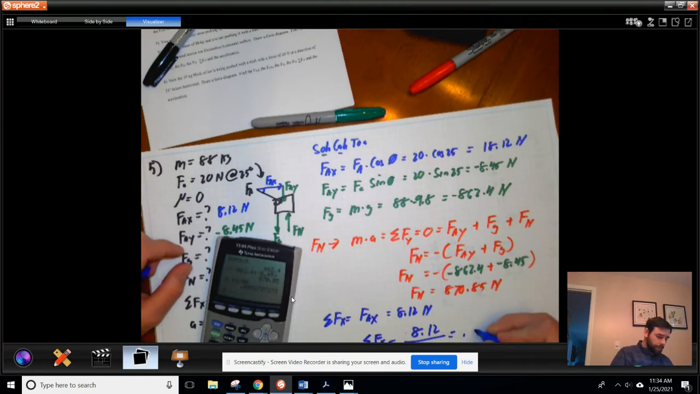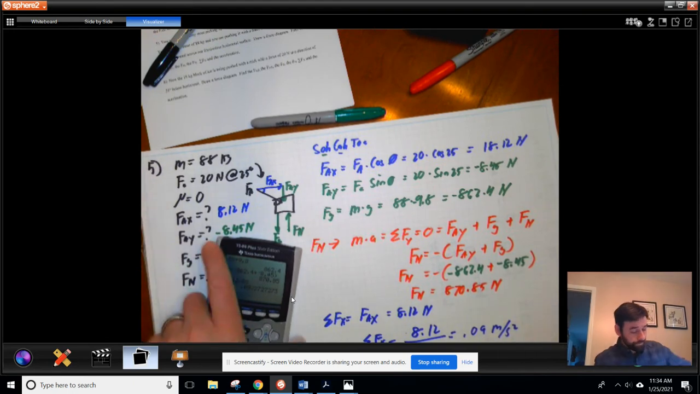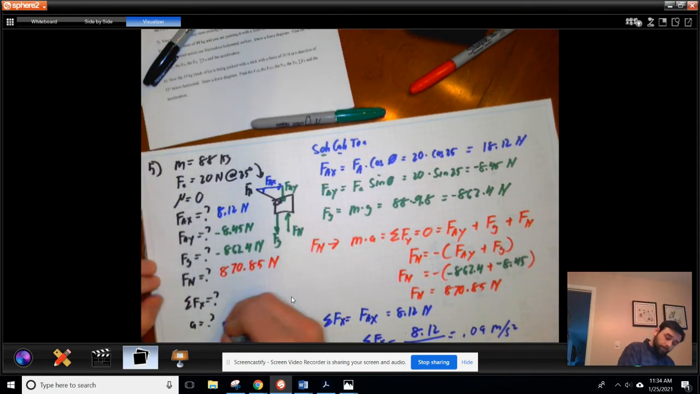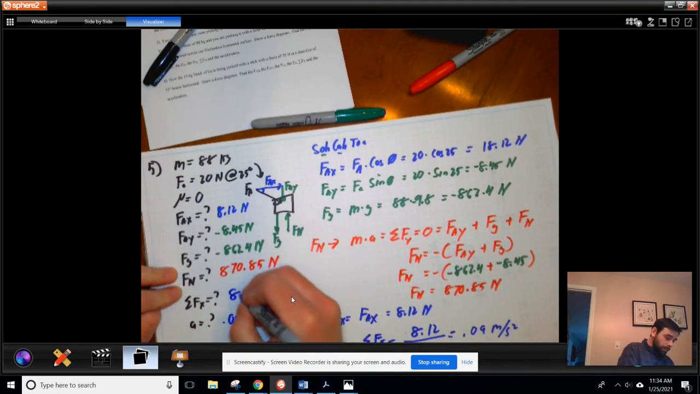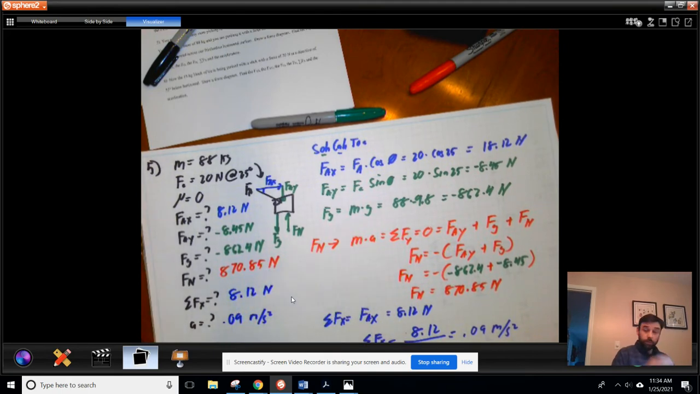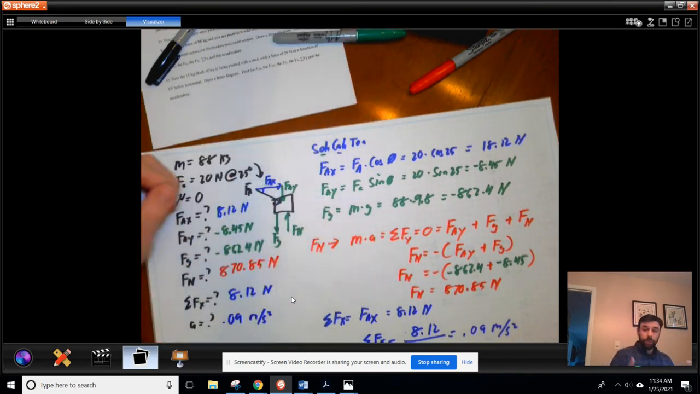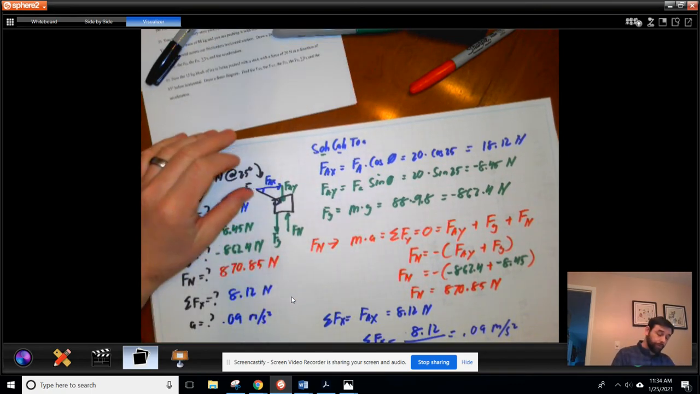I'm getting 0.09 meters per second squared. And 8.12 newtons. Ta-ta! All right, cool. Good.